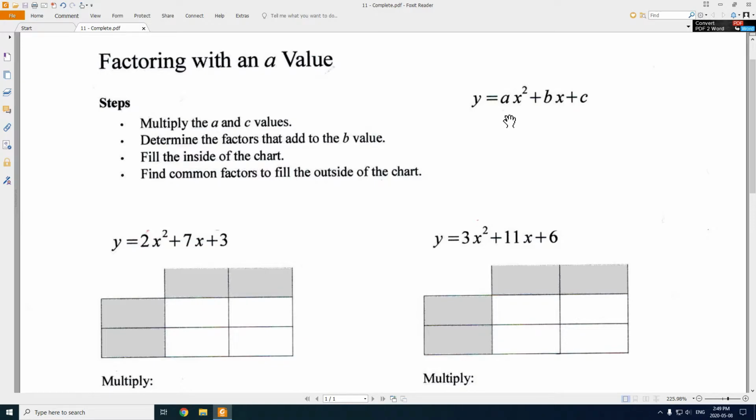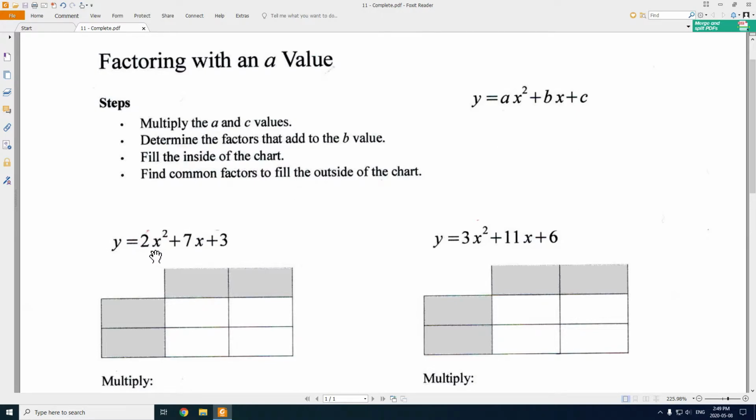Now, when we were factoring with that, we were just looking for numbers that multiplied to c, the last number, and added to b, the middle number. And that gave us the two brackets if we could figure out those numbers. The problem is that as soon as you get an a value, as soon as you get some value out front, it makes it a little bit harder.